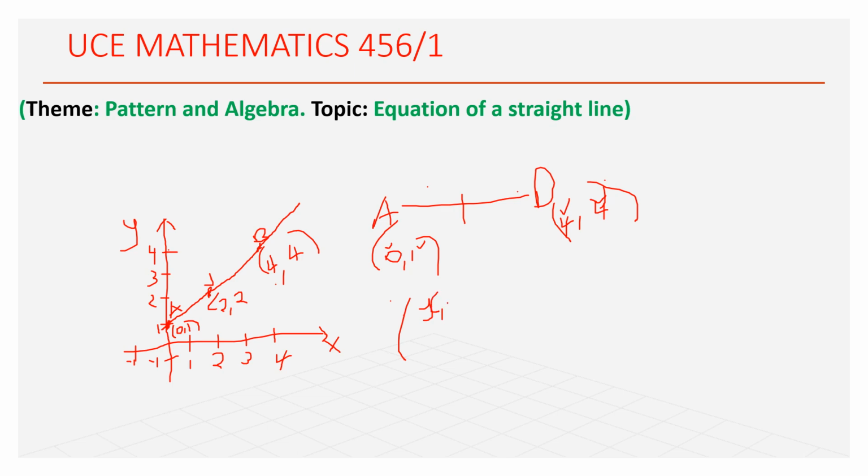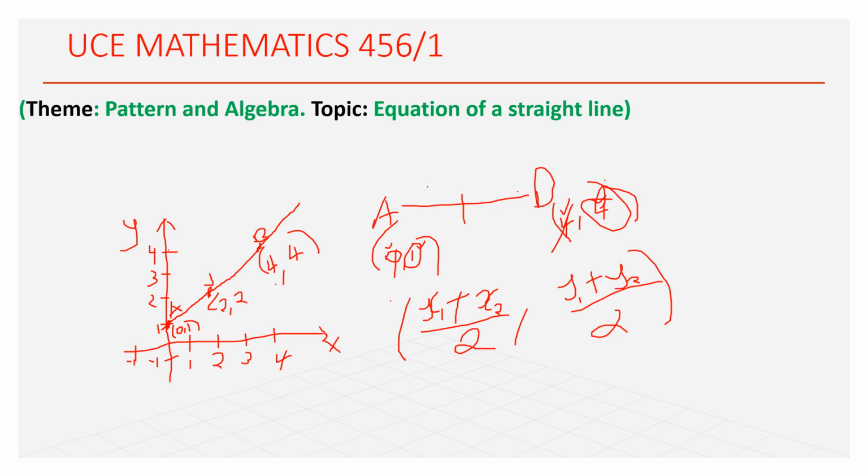x1 plus x2 over 2. So I will take the average value. Then for the y-axis, y1 plus y2 over 2. Still I will take the average because I need half of it. So my x is this and also this. My y is this 1 and this 4. So I just need to substitute.